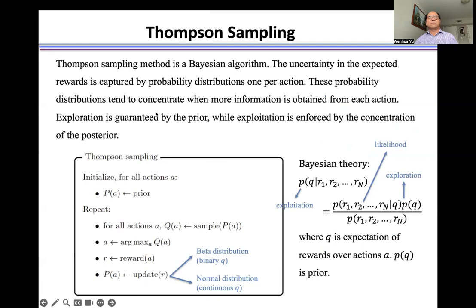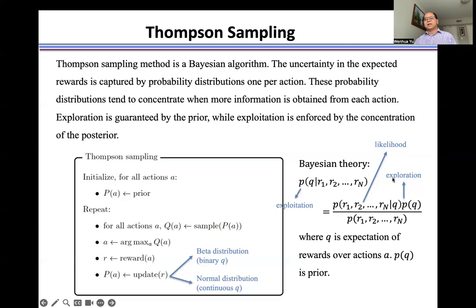Thompson sampling frames the multi-armed bandit problem as a Bayesian problem. That means here we have many samples: we take action A, we receive reward R. And here, this is the prior. Prior means at the beginning, or at an earlier time, we are not sure of this Q value. So we need to try different actions and see how we can receive a larger Q.